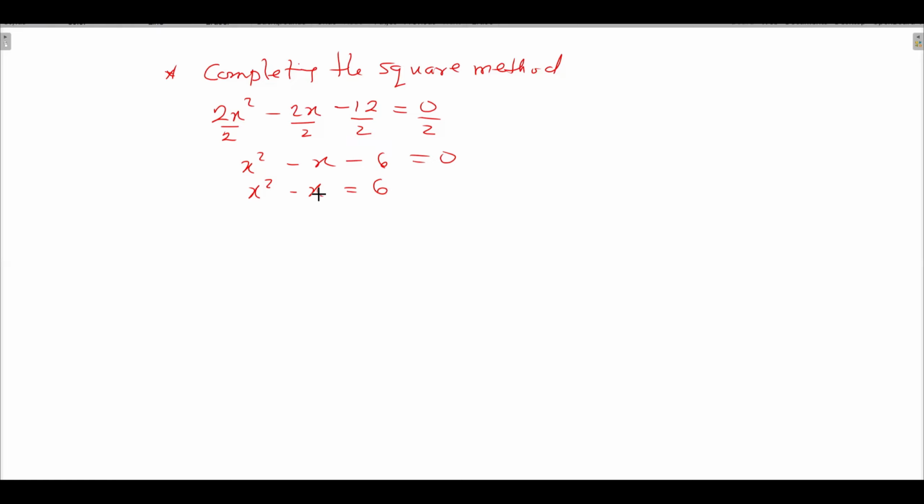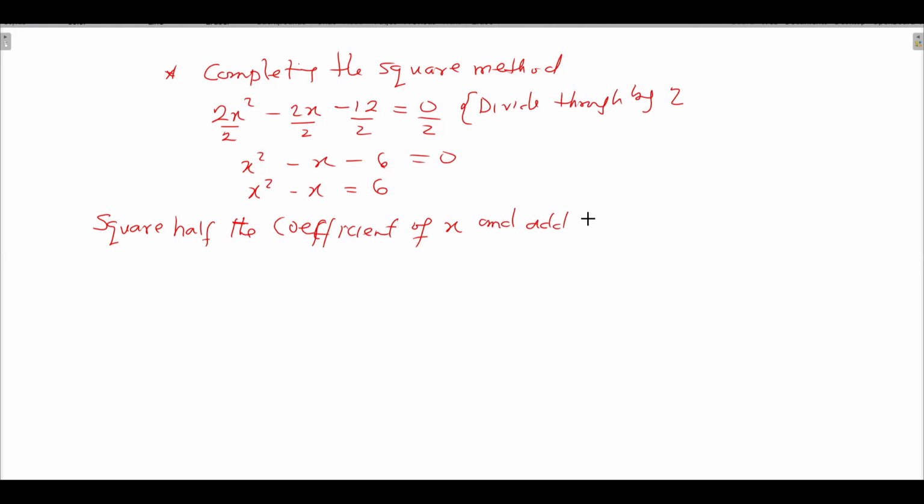Now, don't forget, we divide by the coefficient 2, and now you take the constant term out. Now, what we need here, since we have completing the square, is to find the coefficient of x. This is the rule there. Let me write it as a statement before explaining it. It says: square half the coefficient of x and add it to both sides of the equation.